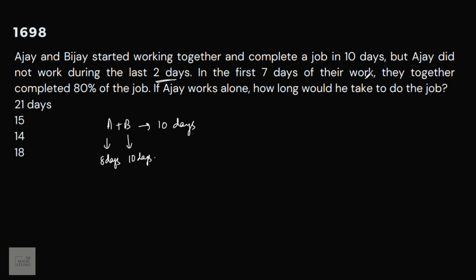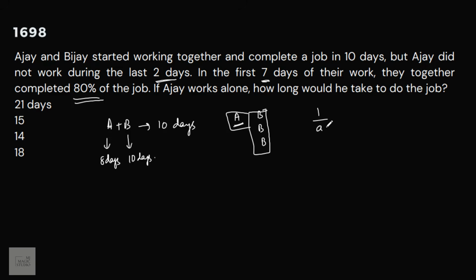In the first 7 days of their work, they together completed 80% of the job. If Ajay works alone, how long would he take to do the job? So in the first 7 days. Now what happens in 8, 9 and 10 days? On the 8th day, A has worked, B has worked. On the 9th and 10th days, B has worked. That means this total work and this work, 3-day work of B and 1-day work of A.